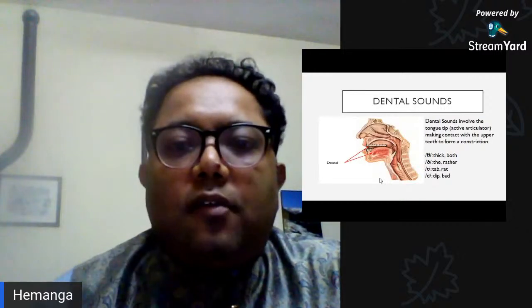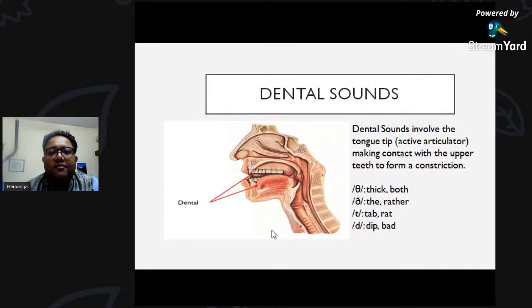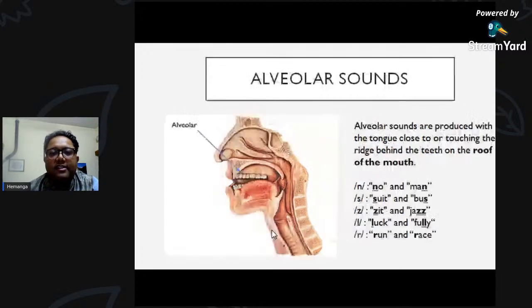Then come the dental sounds. Dental sounds involve the tongue tip, that is the active articulator, making contact with the upper teeth to form a constriction. English has the sounds th as in the, all the. The symbols are not here, but these are dental sounds. Thick, both, the, rather, all these are called dental sounds.